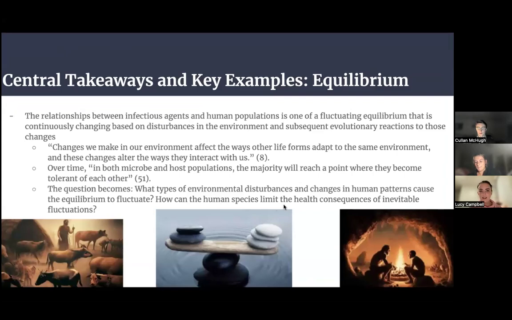So one of the key takeaways from this is the idea of an equilibrium. The relationships between infectious agents and human populations is one of a fluctuating equilibrium that is continuously changing based on disturbances in the environment and reactions to those changes. So it's an ongoing cycle. Over time, populations of hosts and microbes will eventually become tolerant of each other and create a stasis. The question becomes, what are the environmental disturbances and changes in human patterns that cause that equilibrium to fluctuate? How can we limit the health consequences of those inevitable fluctuations?